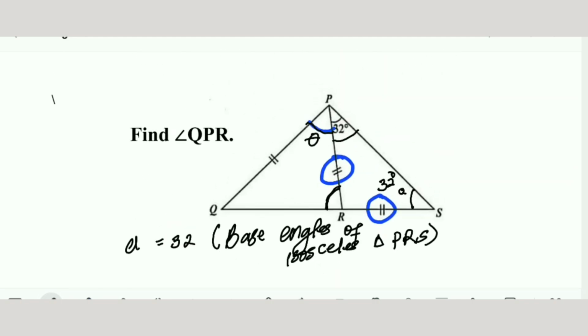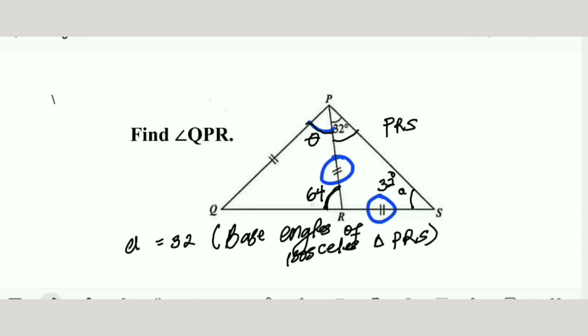So bring that idea here. This angle here is an exterior angle to triangle PRS. So this angle will be equal to 32 plus 32, and that's 64. So that angle here is 64 degrees. I've just told you that the exterior angle of a triangle is equal to the sum of the interior opposite angles.